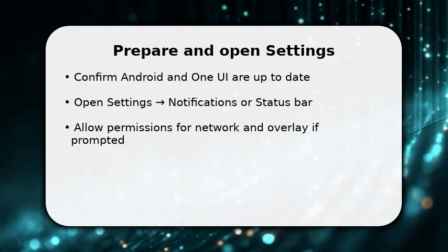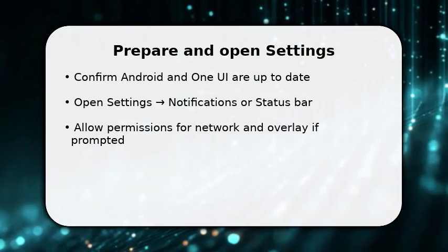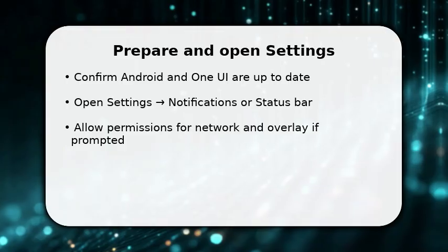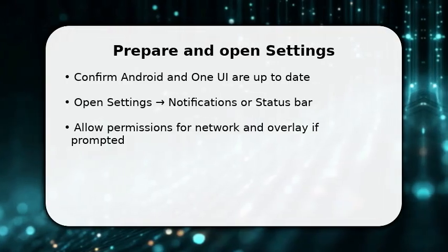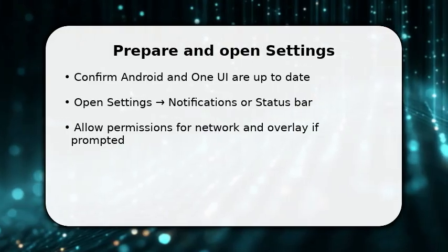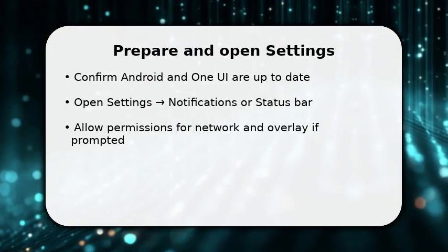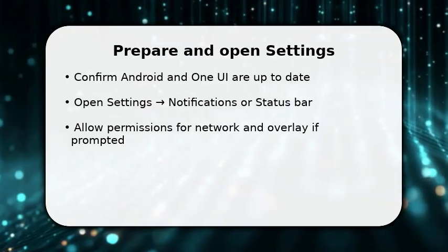You'll start by preparing the phone so the feature can be changed. First, open Settings and go directly to Notifications or Status Bar, depending on your One UI version. Once there, make sure the phone has recent updates and permitted any network or overlay access. Without that, data indicators may not appear.